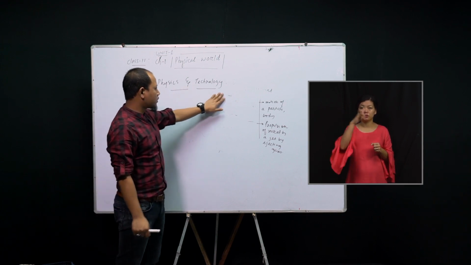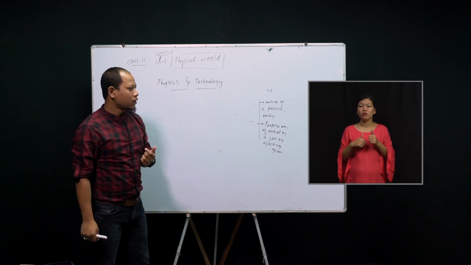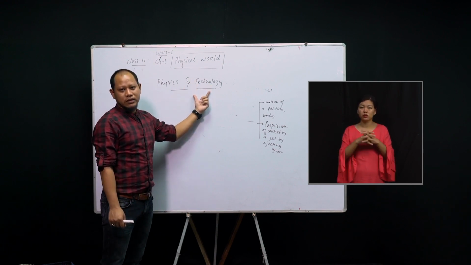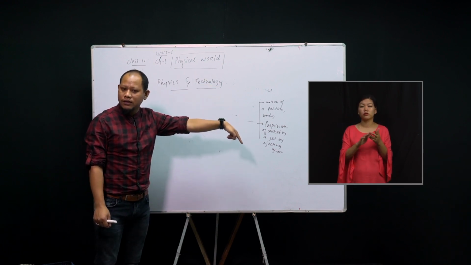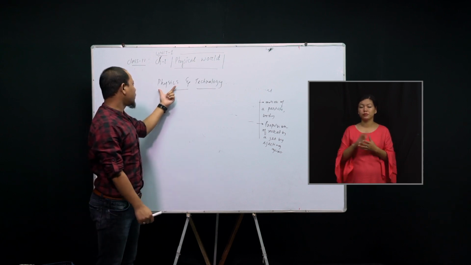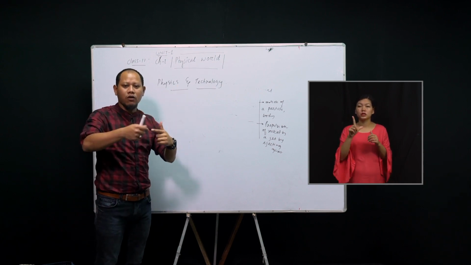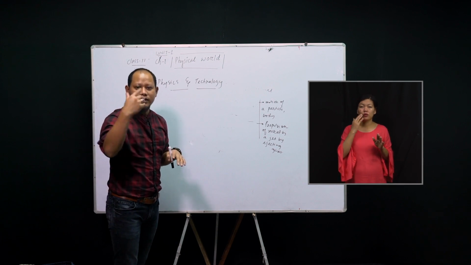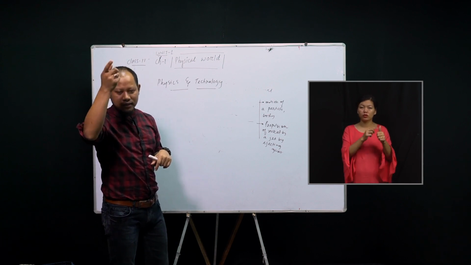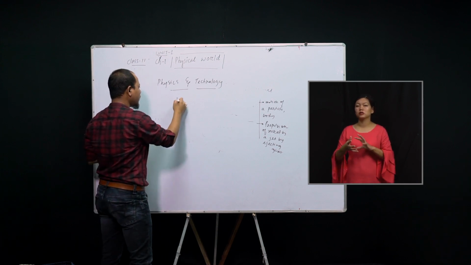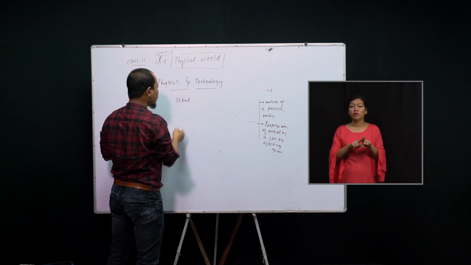So in terms of physics and technology, in some cases we got the technology first, and then we developed the physics. And in some cases we already had the laws of physics, and by using the laws of physics we designed the technology. So let me give you one example. First, if I discuss the heat engine.